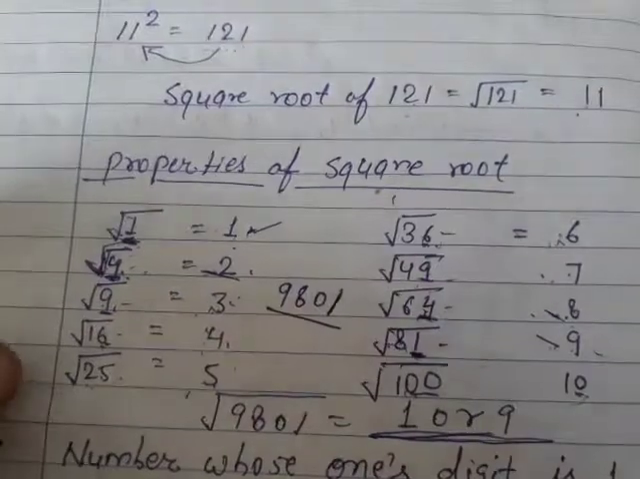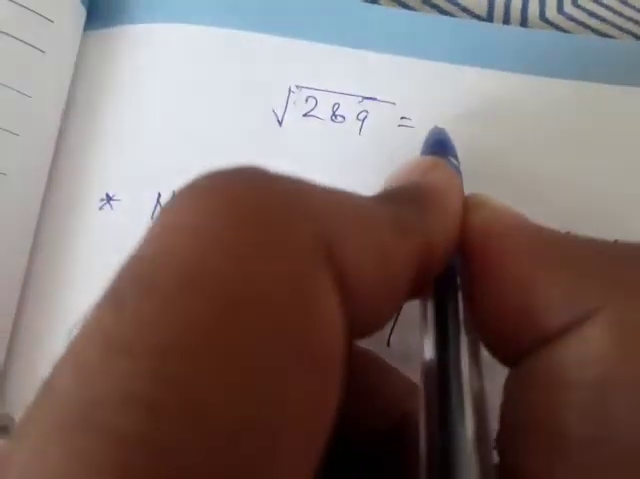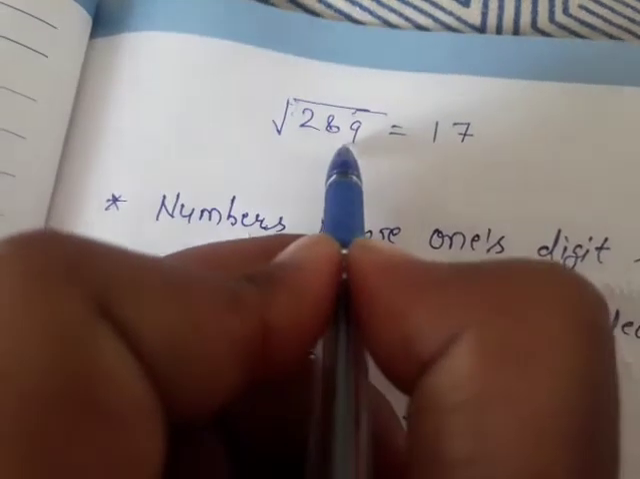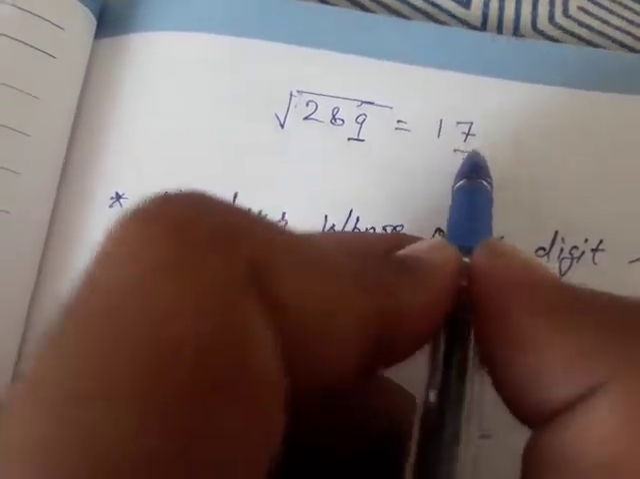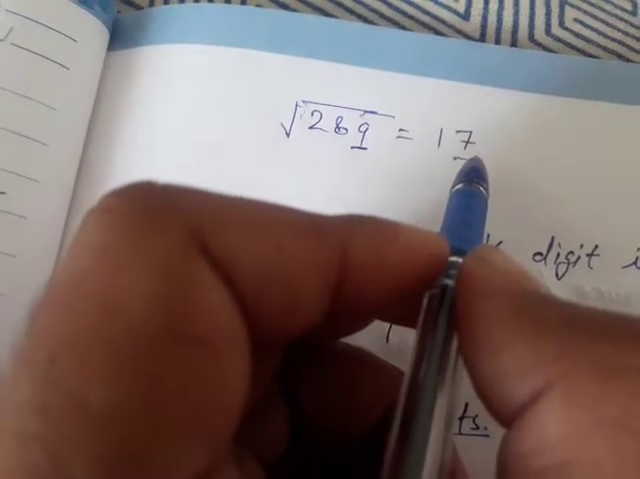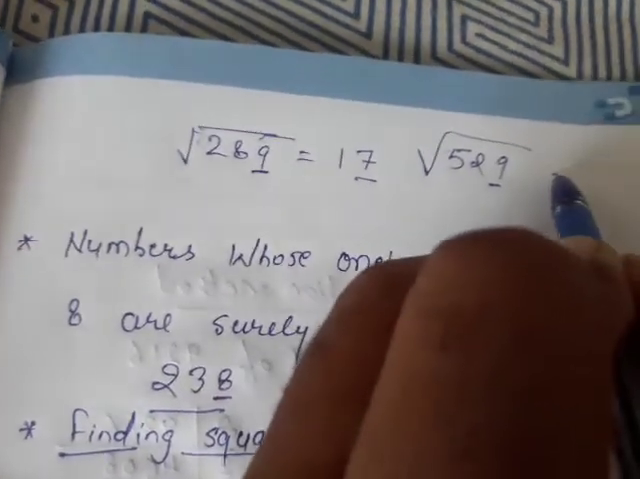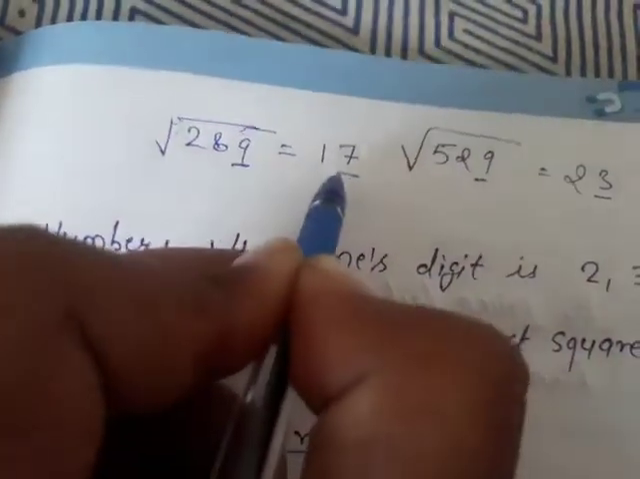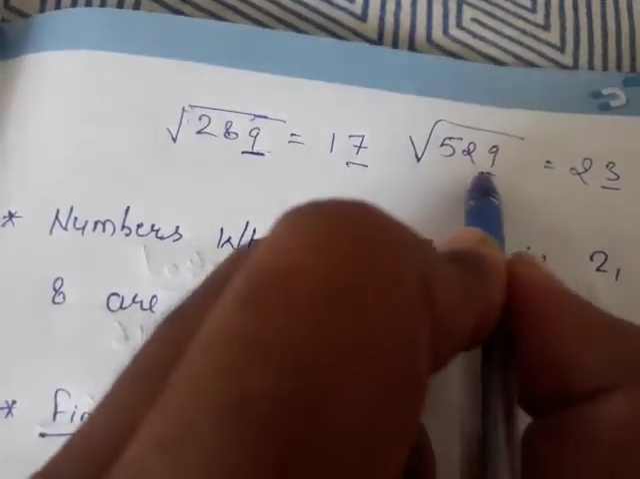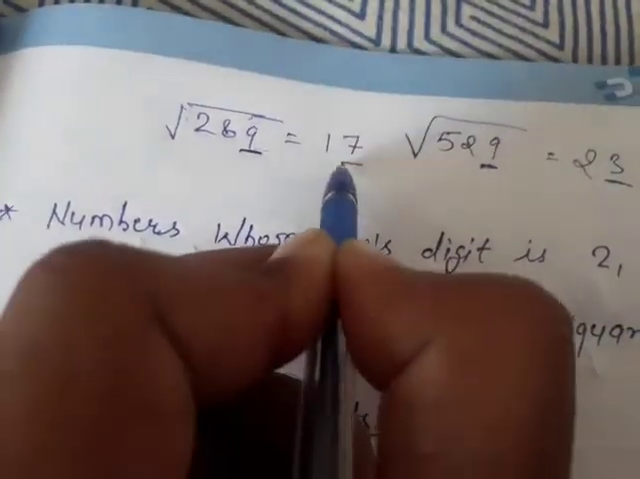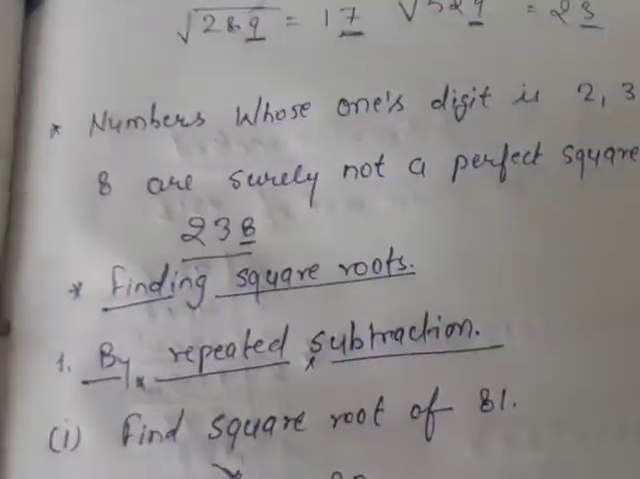For example, suppose we find the square root of 289. What is the possible ones digit? 17, because the unit digit is 9 and the square root ends in 7. And 529, whose unit digit is 9, has square root 23. So a number whose last digit is 9, the possible ones digit of its square root is 3 or 7. Okay, it can be either of the two.